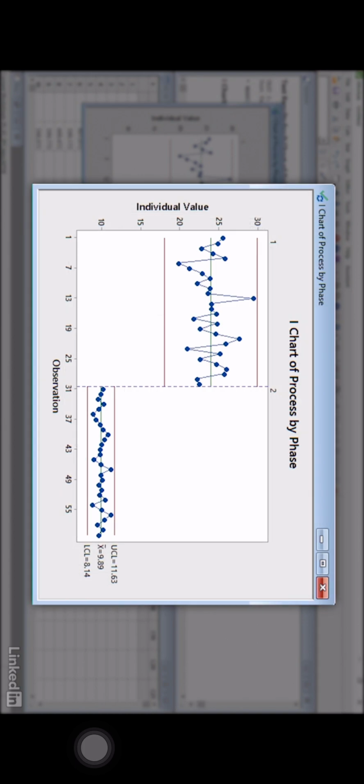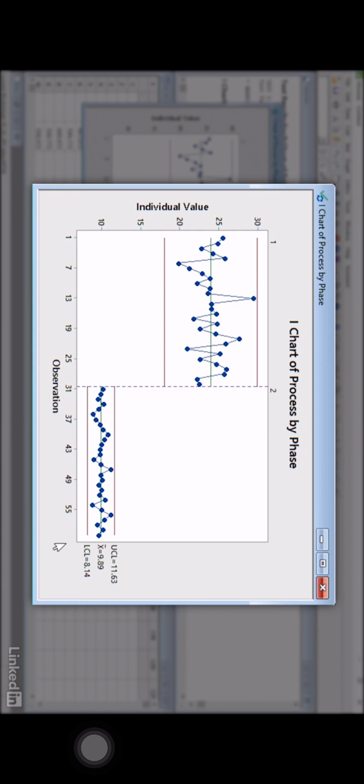Here we go. And there you have it. Separate control limits for each phase. This is pre-project, high mean, and high variability. And the mean processing time is reduced drastically to 9.89 with a very consistent performance, less variance. So there we have it, a very good chart to showcase the success of your project to management.